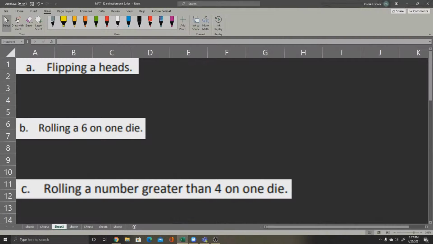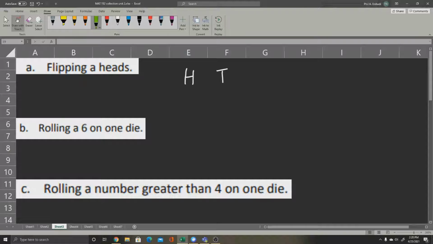Here we'll be finding probabilities for various events. Part A asks us to find the probability of flipping a heads on a standard fair coin. First, let's list the outcomes that are possible when flipping a coin. There are only two. You could flip heads, or you could flip tails.